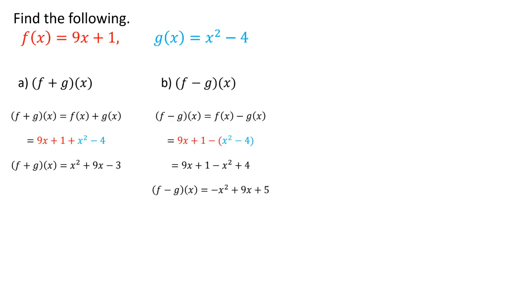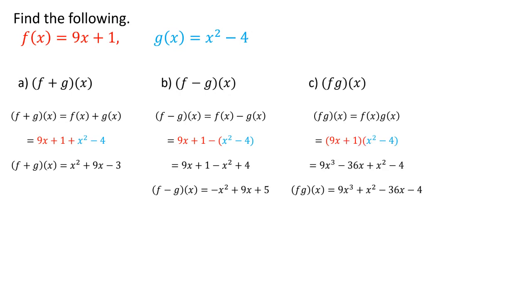If we want to subtract, then f minus g of x is defined as f of x minus g of x. So f of x is 9x plus 1 minus g of x, which is x squared minus 4. Distribute the negative, so negative times x squared is -x squared, and negative times negative is a positive 4. Combine your like terms, so we end up with -x squared plus 9x. 1 plus 4 is 5.